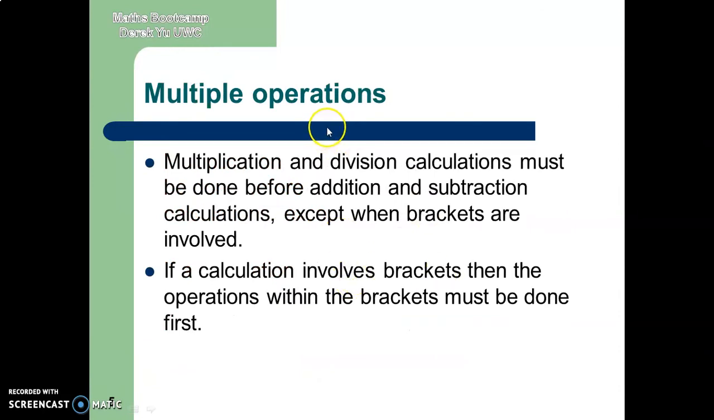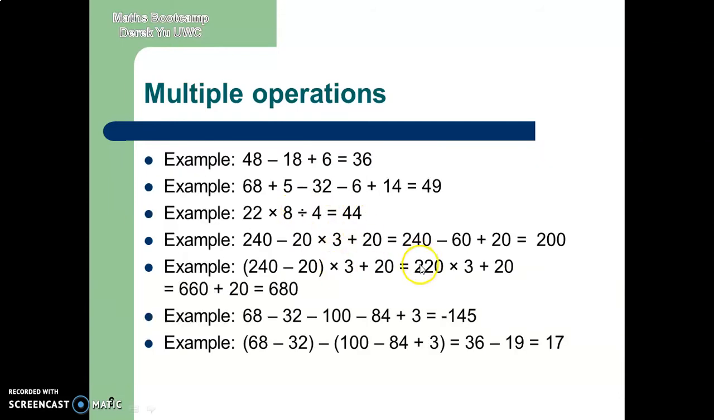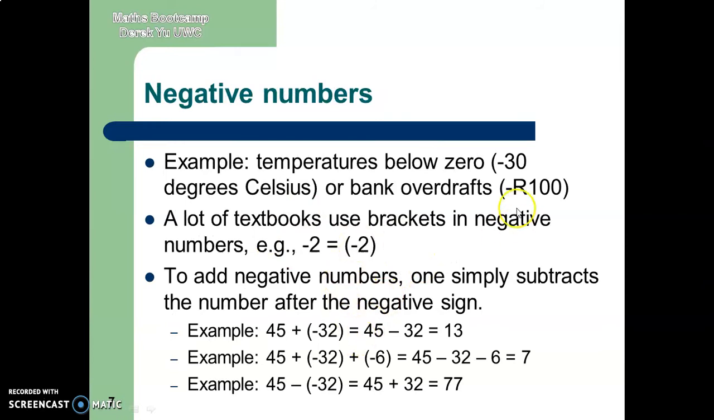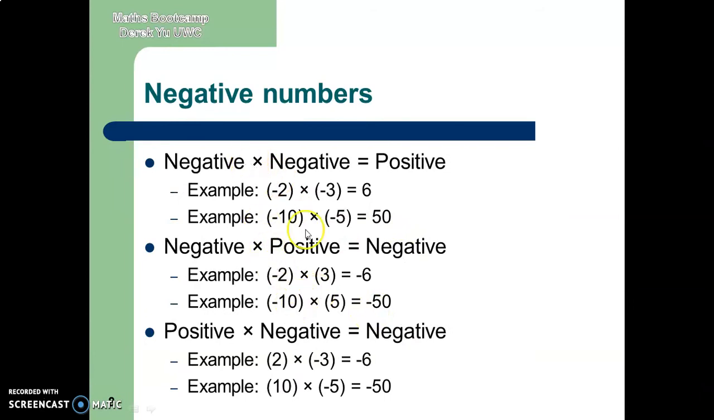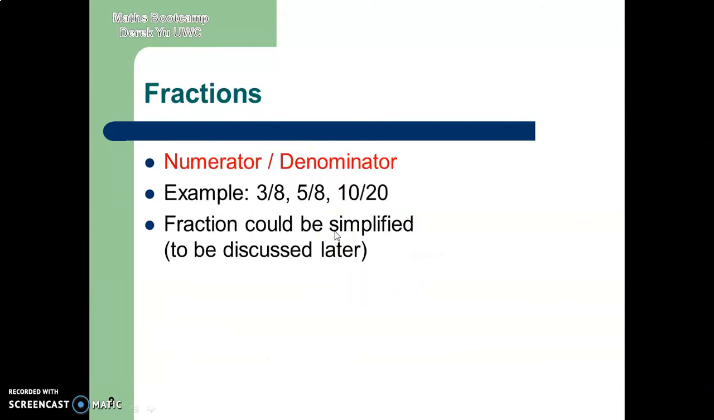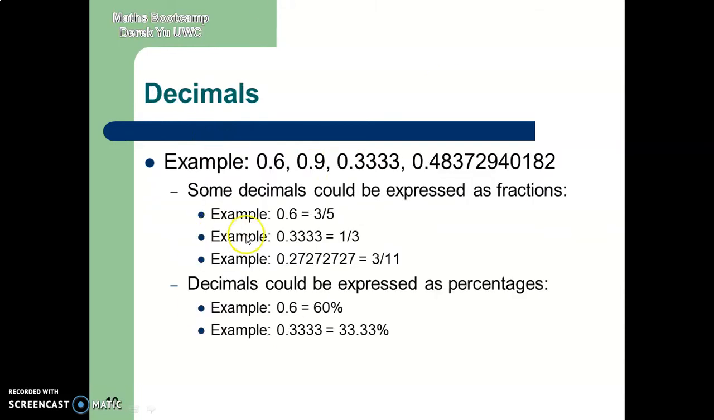And then multiple operations, multiplication and divisions must be done first before addition and subtractions, unless brackets are involved. Again, very basic math knowledge. And then there are some examples. Negative numbers, I think again, self-explanatory. You just need to be careful with regard to multiplication or even division if negative numbers are involved. Fraction, you should know it is numerator and denominator. And then decimals here, and for some decimals you can actually express them as fractions. And then there are a few examples on slide number 10.